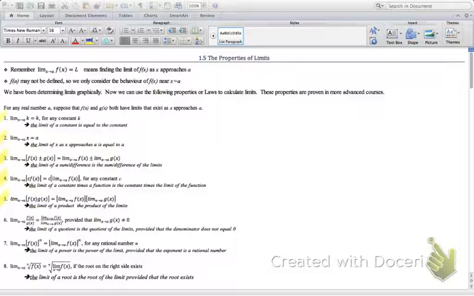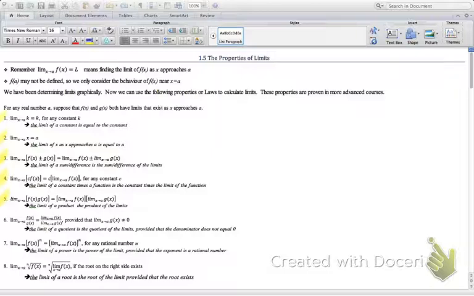Number 5, the limit of f(x) times g(x) as x approaches a is equal to the limit of both functions multiplied together. So the limit of a product is the product of the limits.